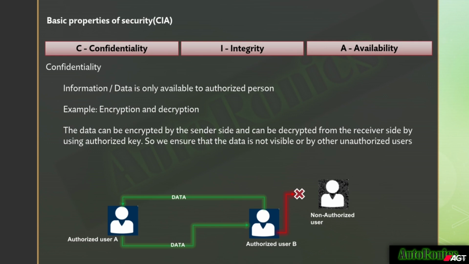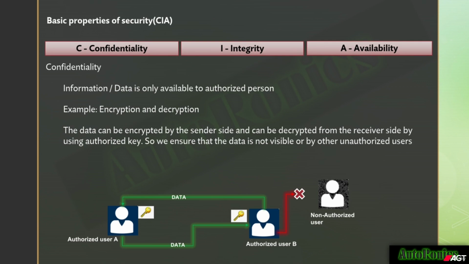So how can we meet the property of security? We use the concept of keys, where these keys will be available only to the authorized user A and authorized user B. Let's understand it with a real life example, where we lock the door with a key and we unlock the door with the same key.